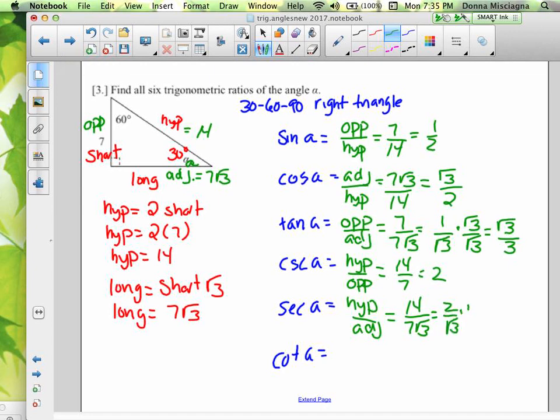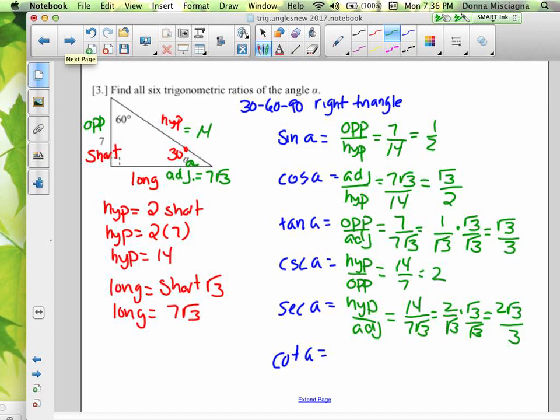And again, we need to rationalize. So we're going to multiply numerator and denominator by the square root of 3. 2 times the square root of 3 is 2 square roots of 3. Square root of 3 times the square root of 3 is square root of 9. Square root of 9 is 3. And there we go. And that is all nice and simplified.